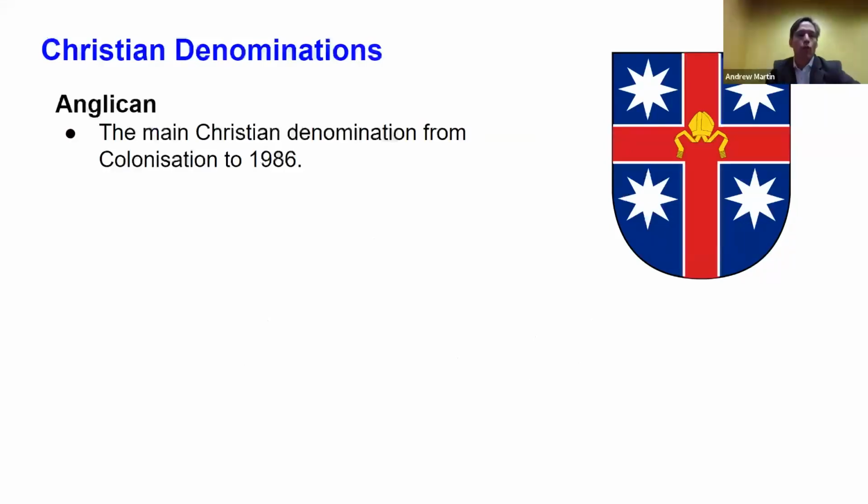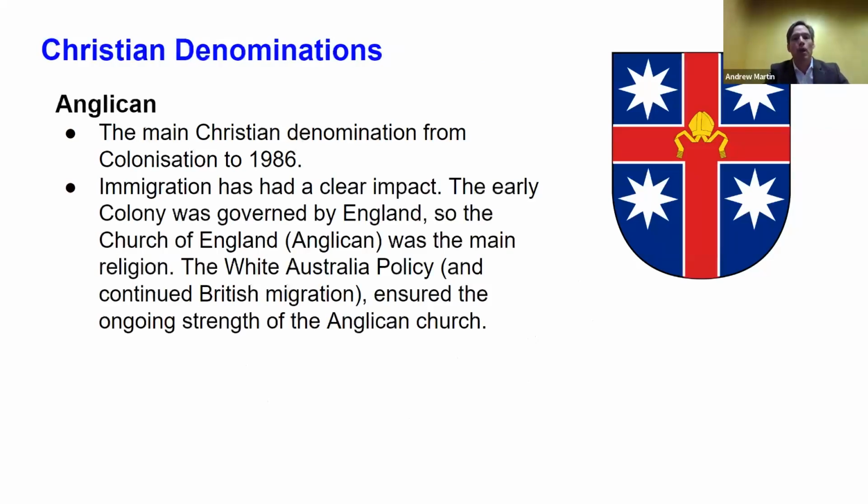Let's look at some of the Christian denominations. Anglican is really interesting. It was, from the time of colonisation through to 1986, the most predominant Christian denomination. So obviously immigration has had an impact on all of this. Who was governing the early colony? England. What was the official religion? Church of England, which today we call Anglican.